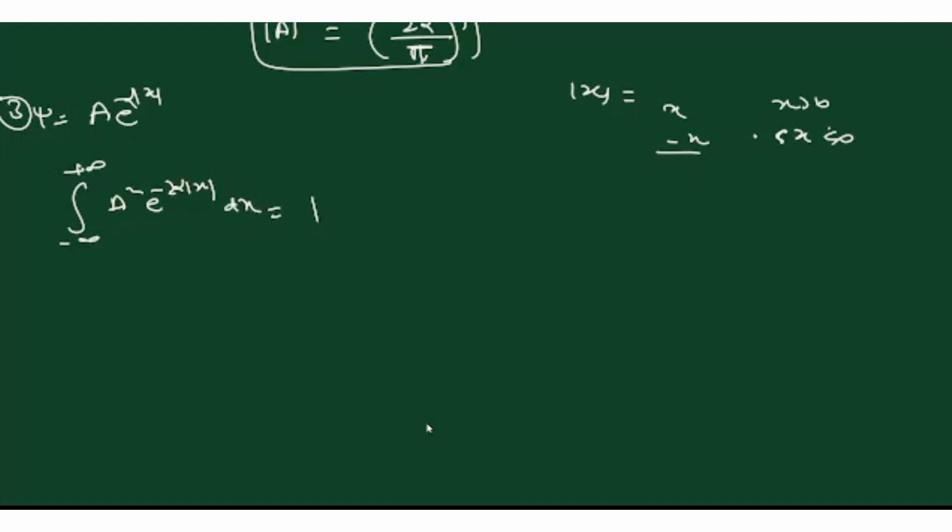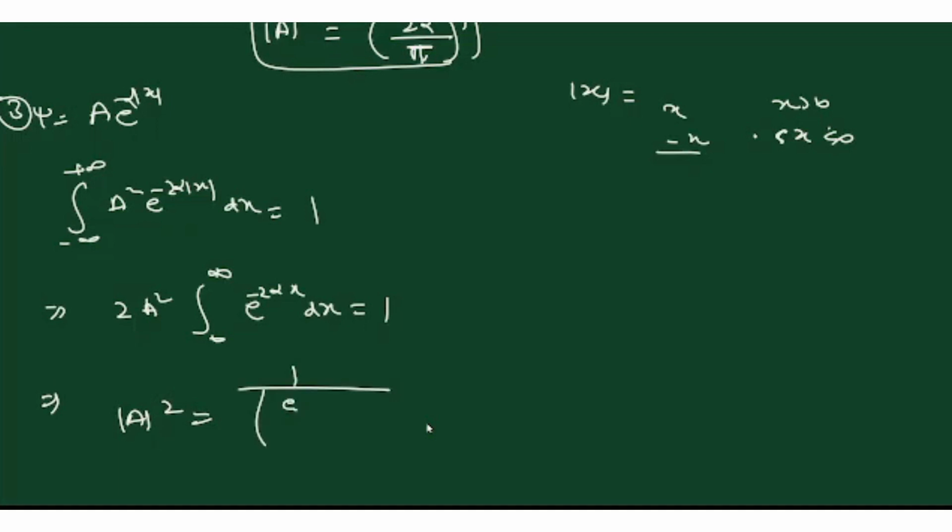We can say this will become 2a square because the 2 factor is coming out and the limit changes to 0 to infinity, and it will become e to the power minus 2 alpha x, and dx should be 1. Now this is a simple exponential integration, you all can do it. So a square is equal to, what is the limit here, 1 upon e to the power minus 2 alpha x over minus 2 alpha. This is the integration of that thing, and 0 to infinity you will put in the limit, and this will come out alpha. So finally modulus of a is equal to root alpha.